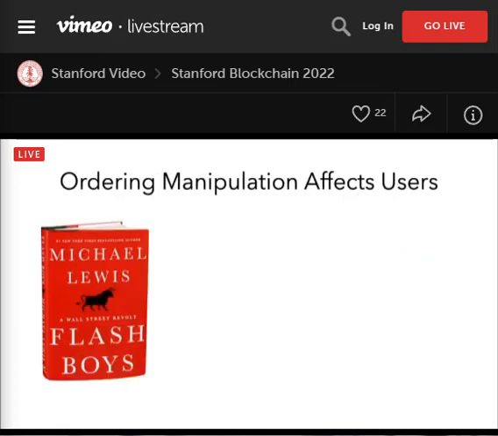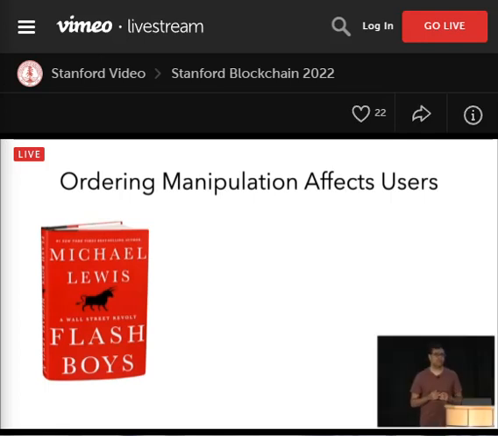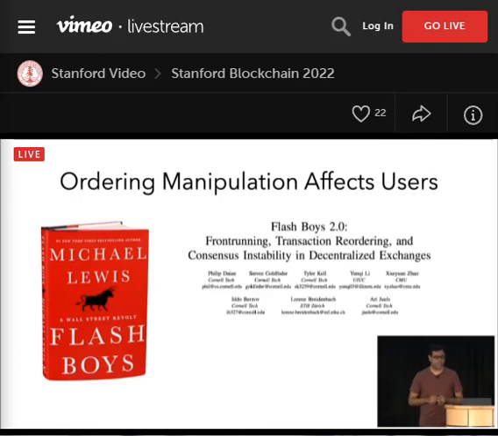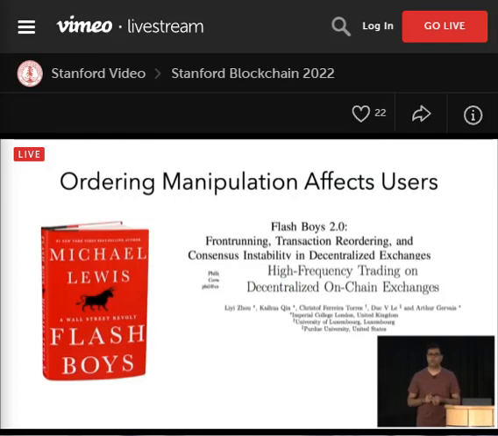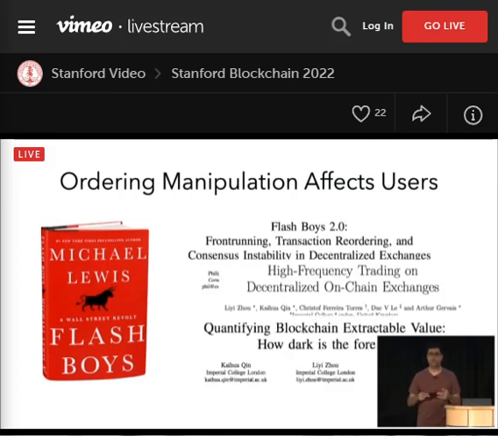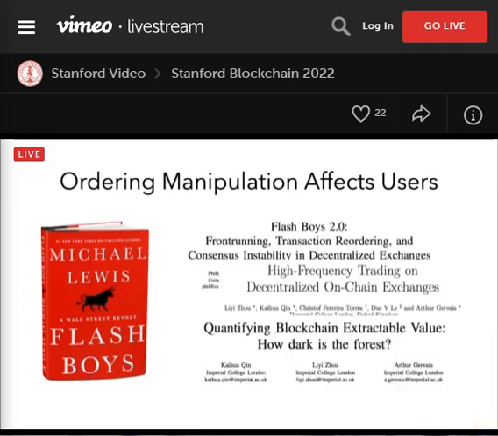And order manipulation has been known to affect real users, and a lot of this is quite reminiscent of the impact of high-frequency trading in its early days on Wall Street, as popularized by Michael Lewis' book, Flash Boys. Similar things have been observed even on permissionless blockchains, starting with this work called Flash Boys 2.0 that also came out of our group at Cornell, and later work describing more in depth the amount of value that's being extracted at the expense of users.